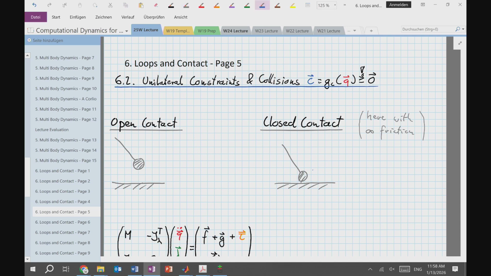What does that mean? When we have infinite friction, we basically have a rolling contact constraint on the right-hand side. And the way I would formulate that is by saying that I have some constraint violation velocity and some constraint violation acceleration that have to be equal to 0.